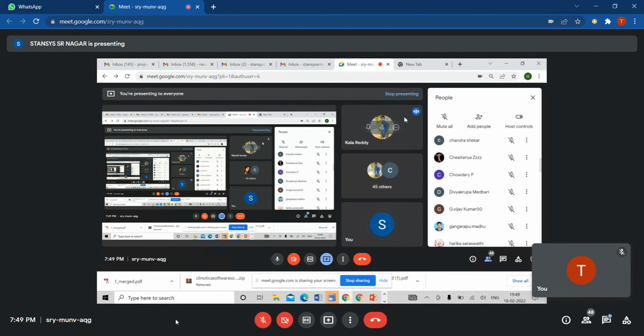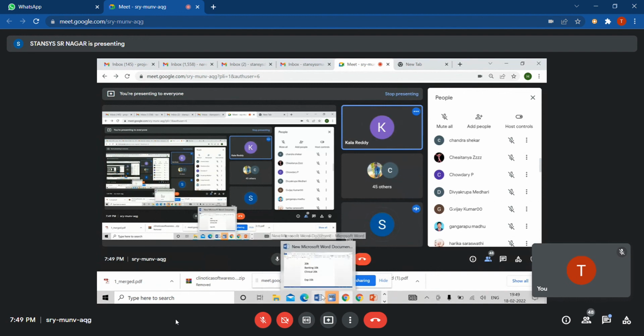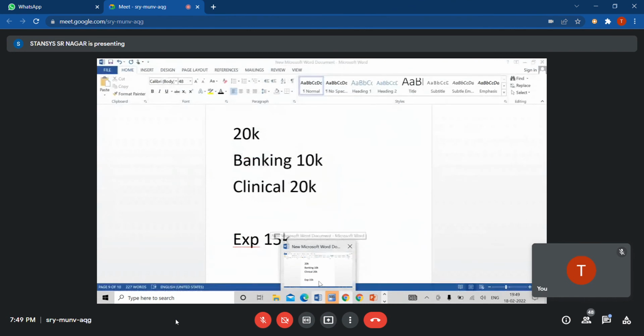The base plus advance will cover CDs also, with the 20K fee, including all. Clinical SAS means including base, advance, and the project. Banking SAS means including base, advance, and the banking project. If you want to take them individually, this is the fee: if you want only base and advance, 20K; only the banking project, 10K; only the clinical project, 20K. Like that.